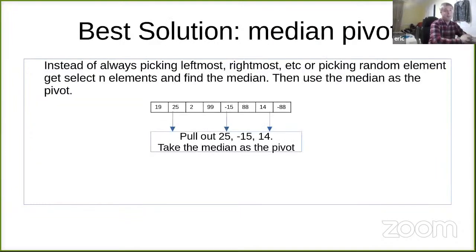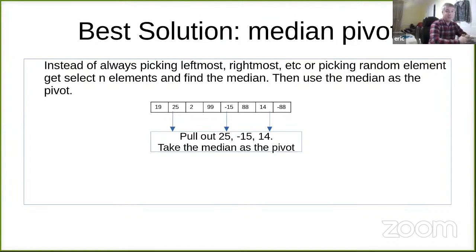The other and best solution is to do what they call a median pivot, which is randomly pulling out a certain set of elements. In this example, I'm taking out 3 elements, and I'm saying, what's the median? So I take out 25, negative 15, and 14. 14 is your median, and that's going to be your pivot. If you do this, it's going to give you the best results.